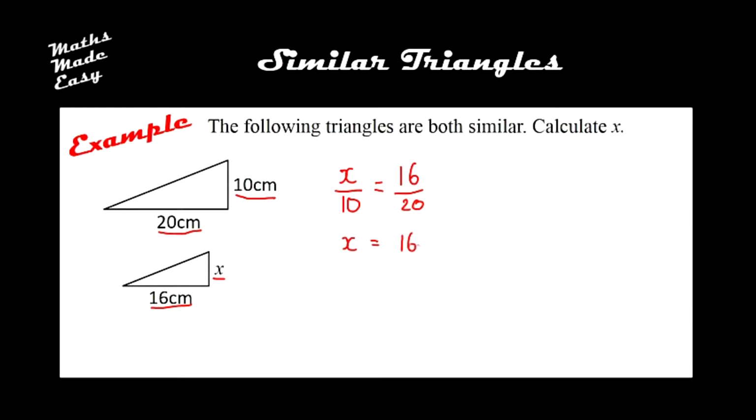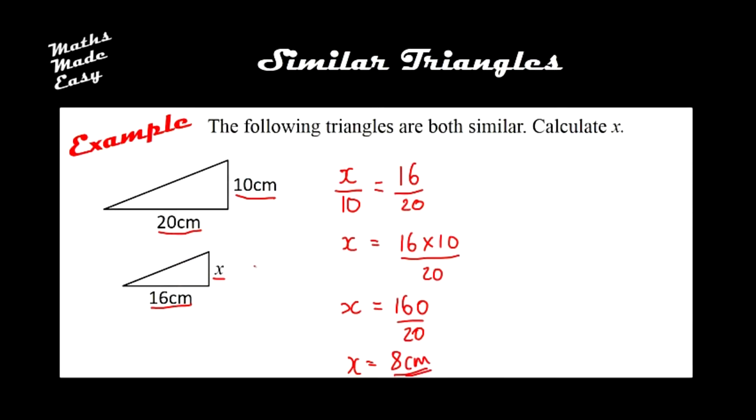So if we multiply both sides by 10, then on the right hand side we get 16 times 10. On the left hand side the divide by 10 has cancelled out, so we get x equals 16 times 10, well that's 160, divide that by 20, and then that comes out as 8 centimetres.